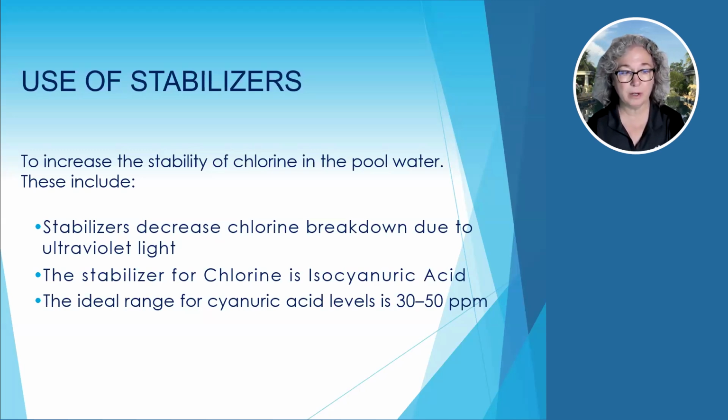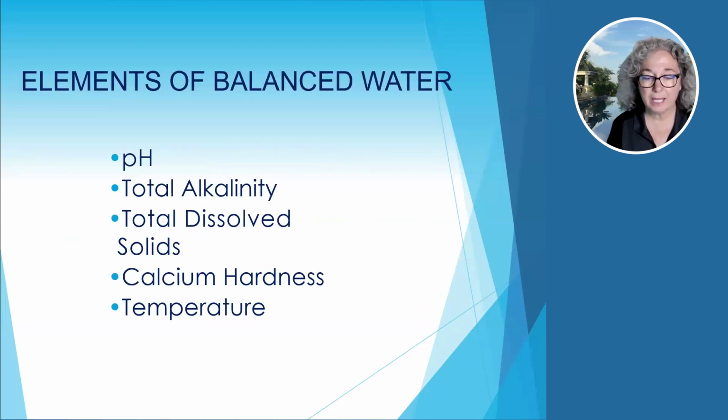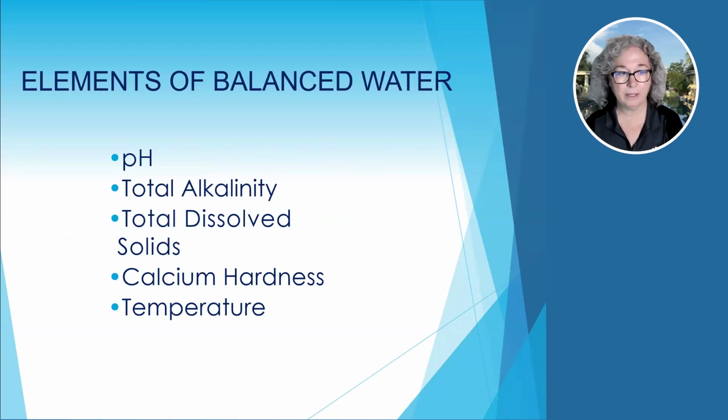Stabilizer for chlorine is called isocyanuric acid, and the ideal levels are 30 to 50 parts per million. You don't want to keep it any lower than 30 because you're going to have evaporation in the water. And you don't want to keep it any higher than 70 because you're wasting money. These are the elements of balanced pool water.